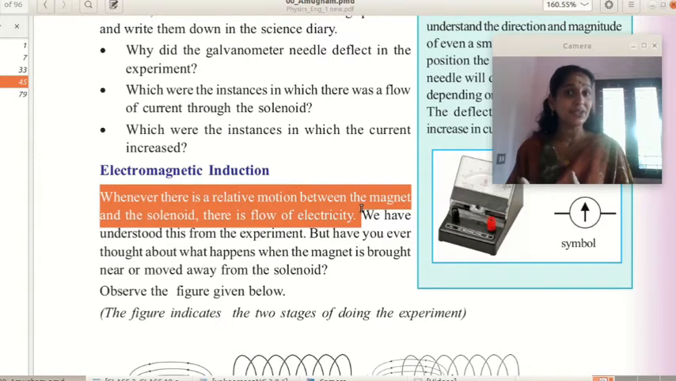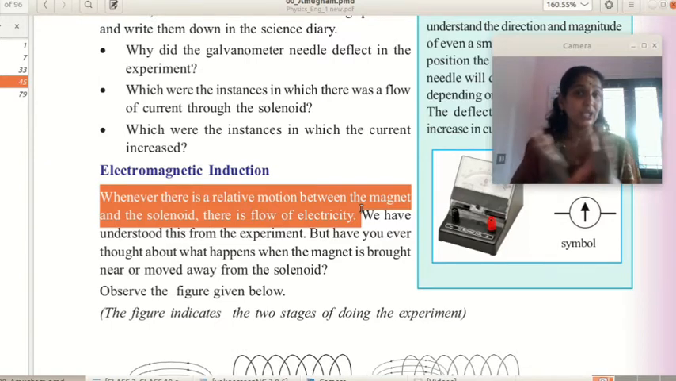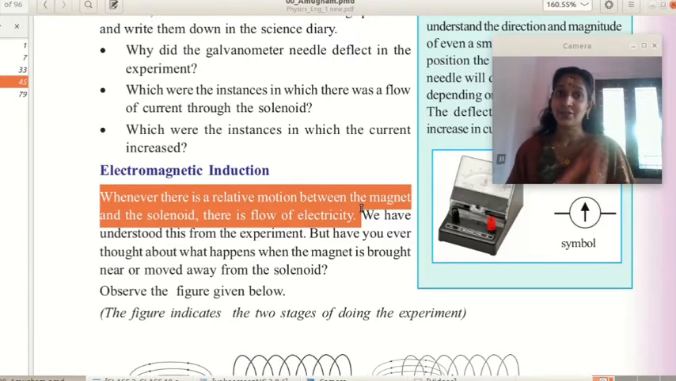Instead of the magnet, we can move the solenoid into the magnet by keeping the magnet stationary. That also produces a small current, isn't it? So from this experiment, we can understand that we can produce current. This was discovered by Michael Faraday.